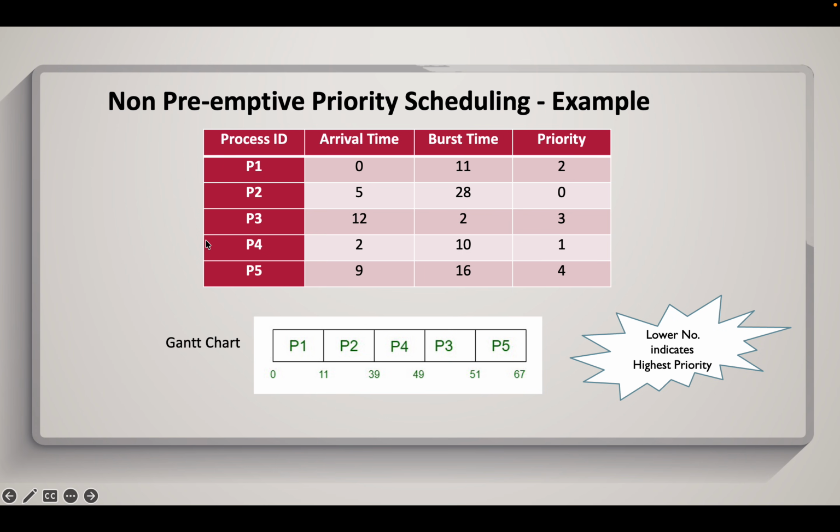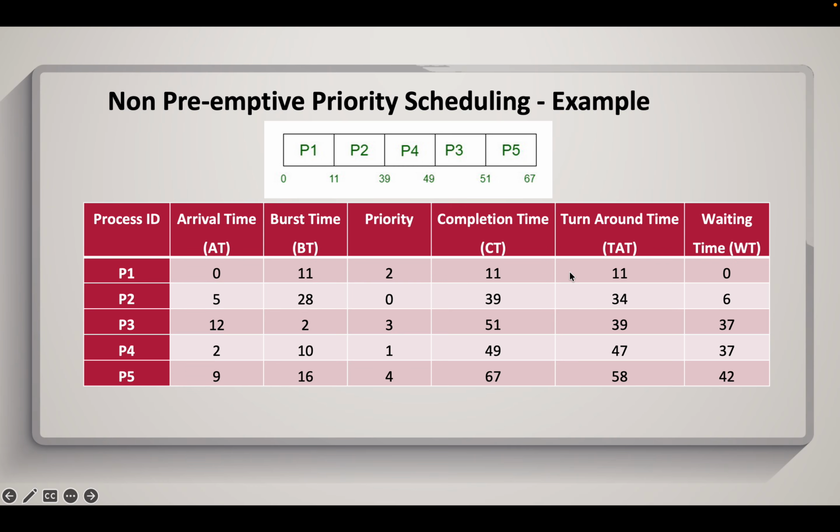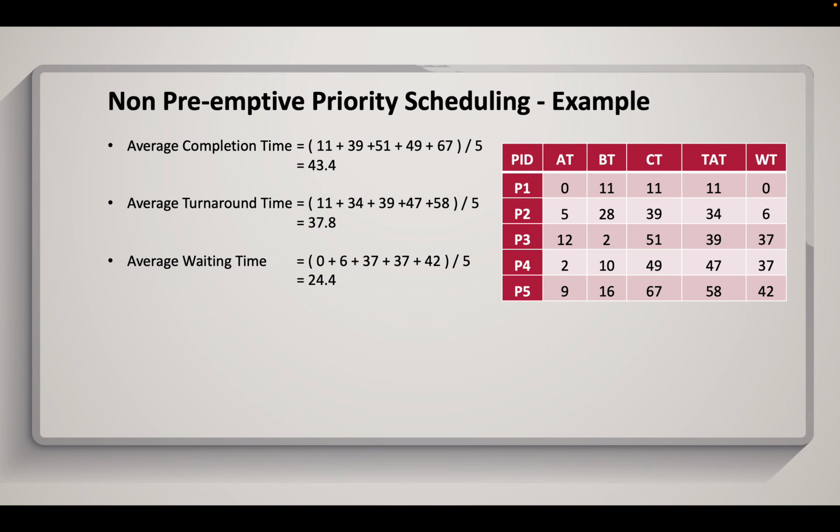Here also in priority scheduling, we have non-preemptive priority and preemptive priority. In this non-preemptive priority case, P1 completes its operation and only then does P2 come. P2 gets the CPU. P2 has the smallest priority number. Then P4, the next smallest. Then P3, fourth smallest. Then P5, least. Calculate the completion time, turnaround time, waiting time, and so on.